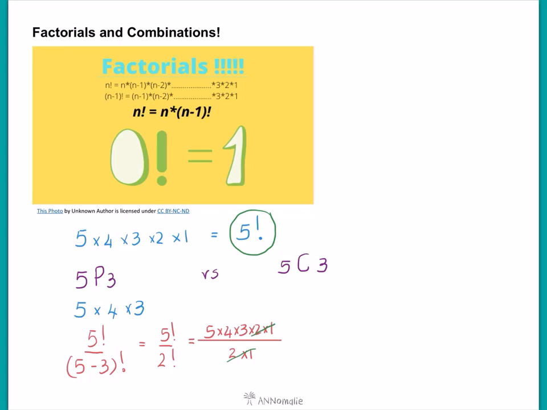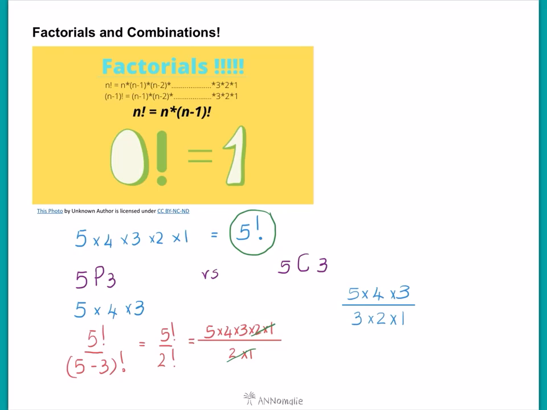Now, if I look at combinations, 5 choose 3, we already know that we write that as 5 times 4 times 3, and then we divide that by the number of arrangements in order to lose the arrangements, and that will then be 3 times 2 times 1. Now, to write this in factorial notation, we do the following.